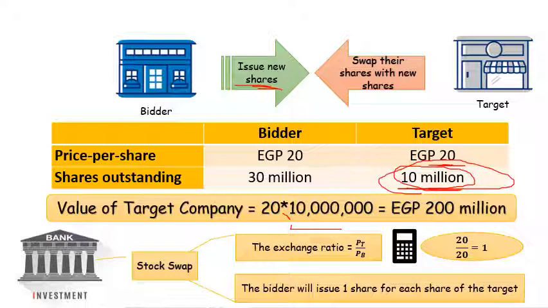So how many shares will the bidder issue to acquire 10 million shares, or to exchange for 10 million shares? It will be 10 million shares. Why? Because the exchange ratio is 1 times. So the price of the target is equal to the price of the bidder.